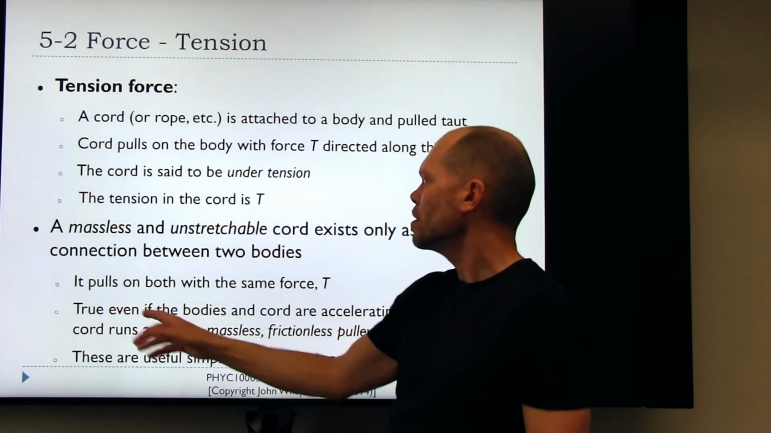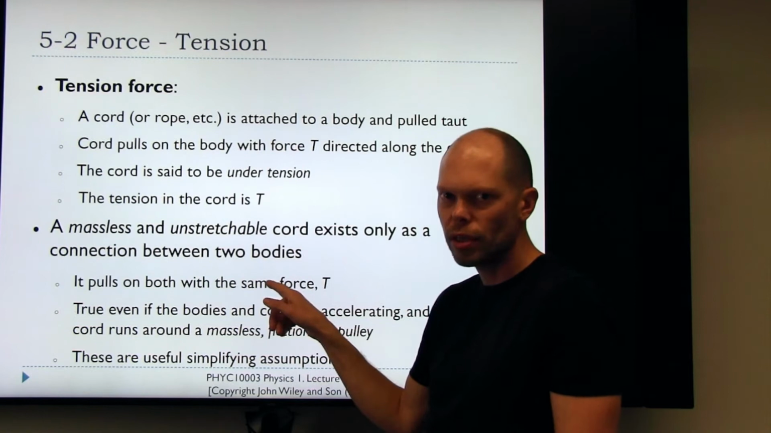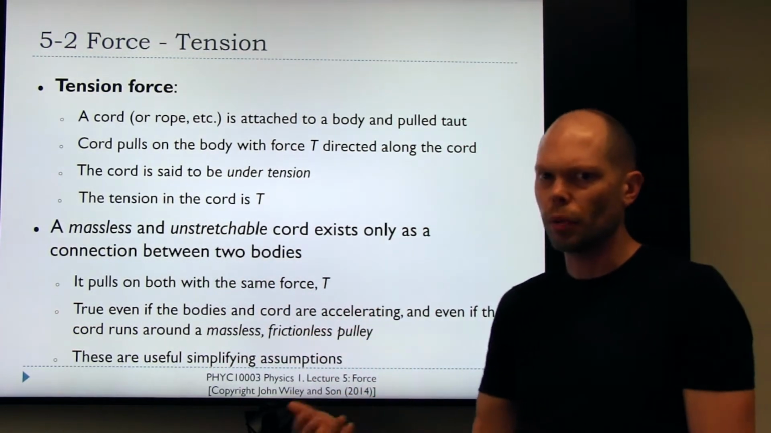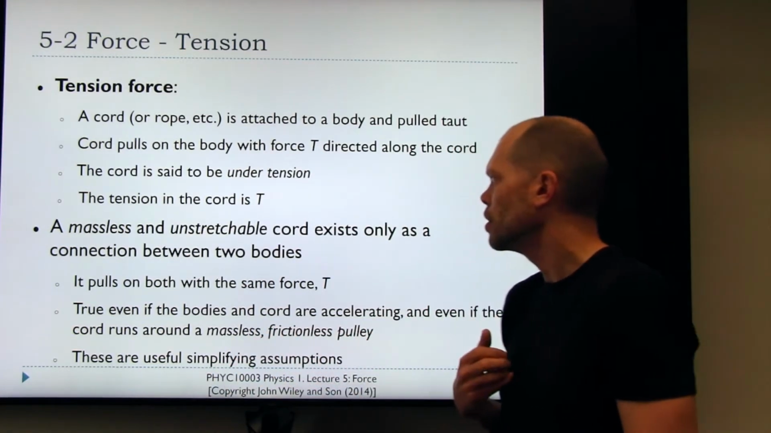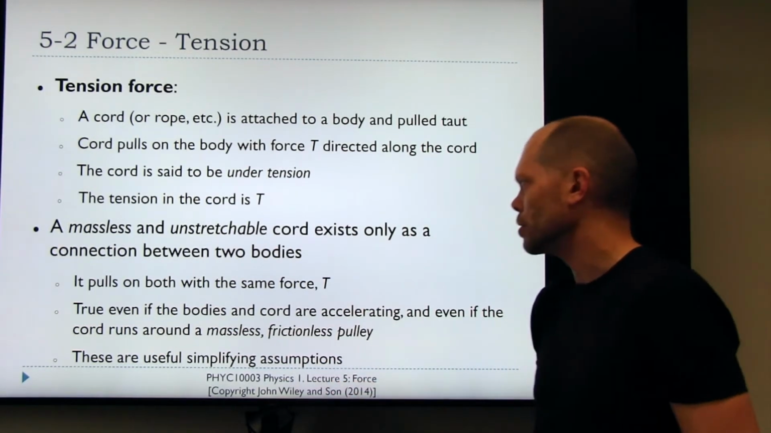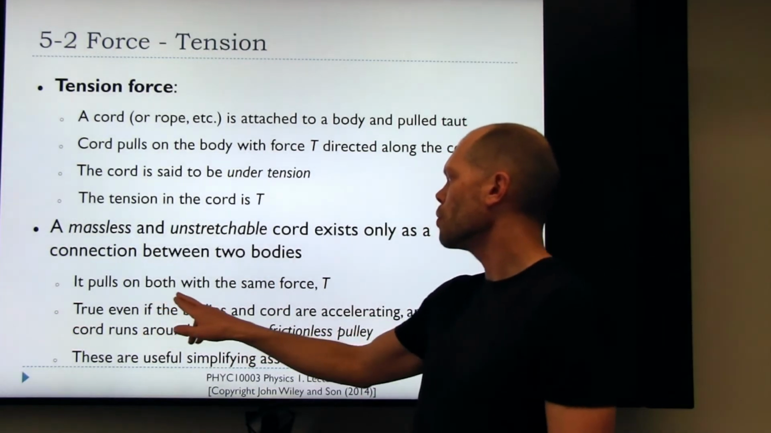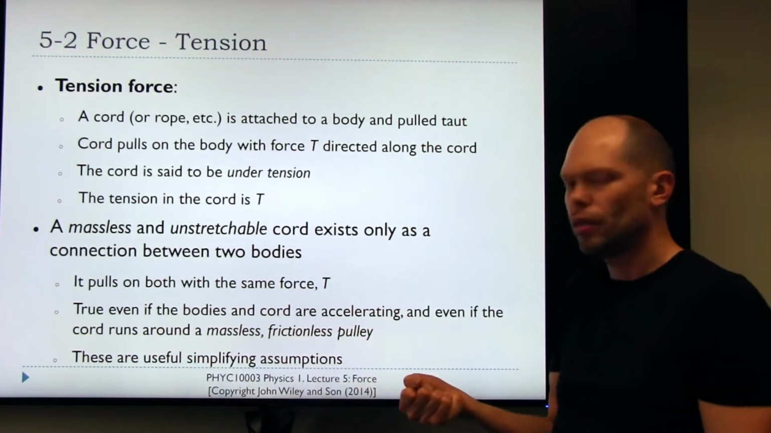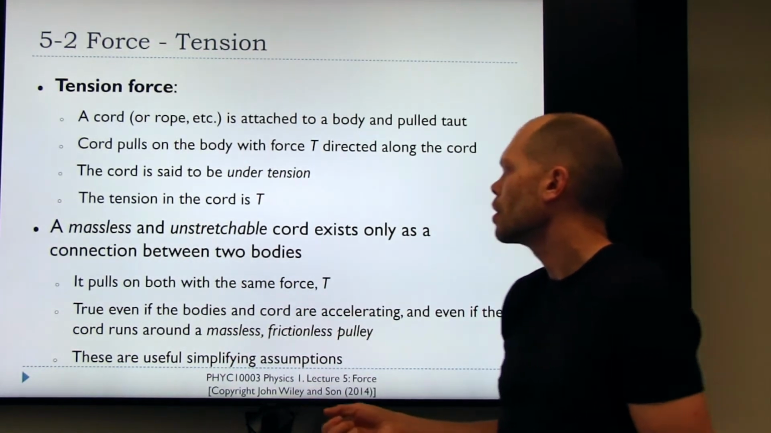A massless and unstretchable cord exists only as a connection between two bodies. So, again, we're simplifying things a little bit. We assume a massless cord because we're trying to think of things more simply. It's not stretching, an ideal situation. But we're going to be utilizing this for some of these problems. It pulls on both with the same force T. So if I'm pulling on a block, the force on either end of the cord is the same.